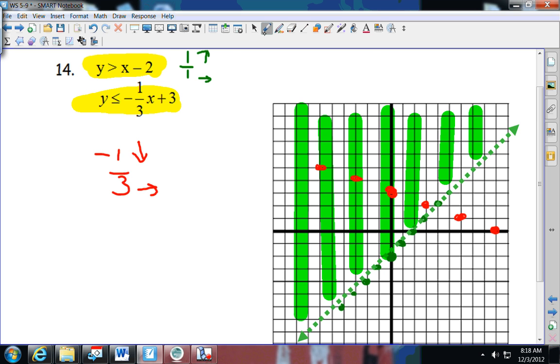Now, I'm going to draw, where's my line? It's got to be a solid line because it's equal to. Now, the points that are on this line, on the red line, are they solutions? Yes, they are. Are the ones on the green solutions? No. Now I need to shade in the red. Shading in the red, it says to shade less than, right? So I'm going to shade below.